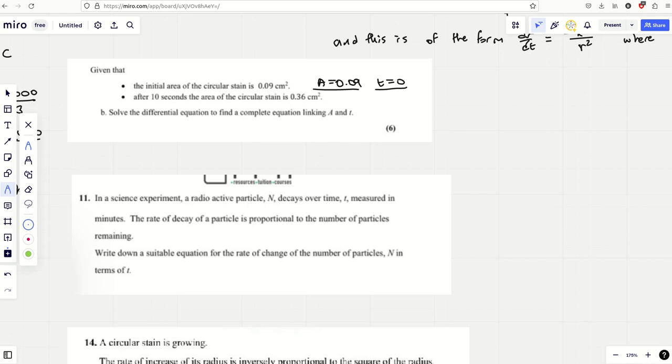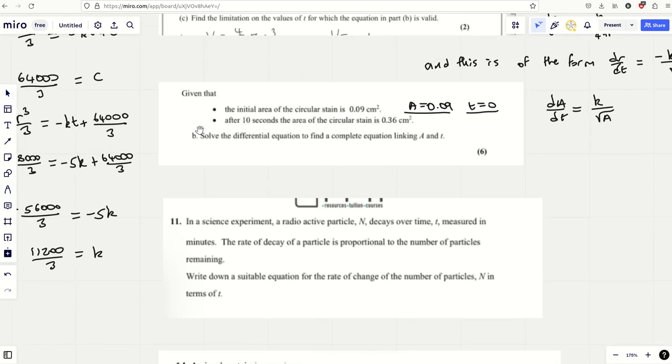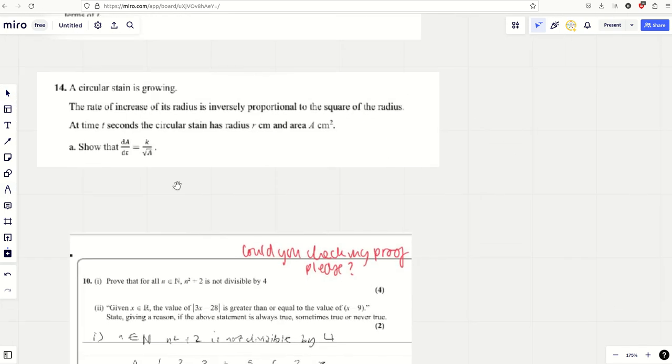dA by dt is k over root A, I think you had in part A. So dA by dt is k over root A. Yeah. Was that something you had to show? Oh, is this part B from another question? Oh, yeah, sorry. So I see it now. I think this was the first part down here, and then that's part B. Yeah. So let's do this part first.